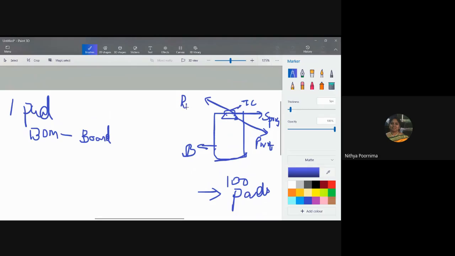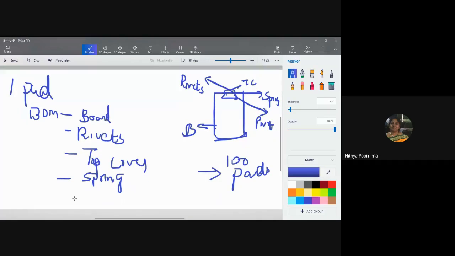We would have used rivets. Have you seen your rivets? Yes, ma'am. So the bill of materials will be board, then rivets, then what else will it have? The top cover, then inside the top cover you need a spring. These are all the bill of materials that you need when you're doing the production in hand, right? After that spring, you need a pivot. Have I missed out any other material? Rivets, everything. Okay.